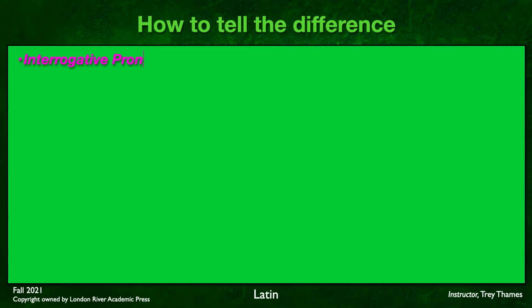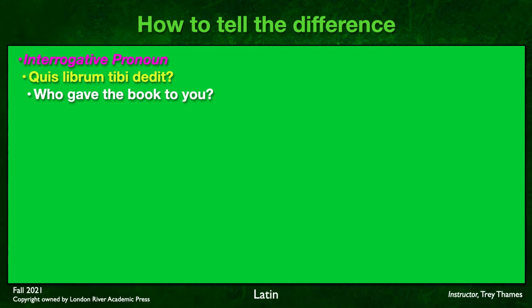This is the interrogative pronoun. Quis librum tibi dedit. Quis is who? Remember, quis, quid. Okay, this is the interrogative pronoun, nominative singular, masculine or feminine. So quis librum. Librum here is book. Tibi is to you, and dedit, he gave. So who gave the book to you? The word who here stands on its own. This is the subject of the sentence. Librum, however, is the direct object, and that's why it's accusative singular. And tibi, of course, is your indirect object. Who gave the book to you?